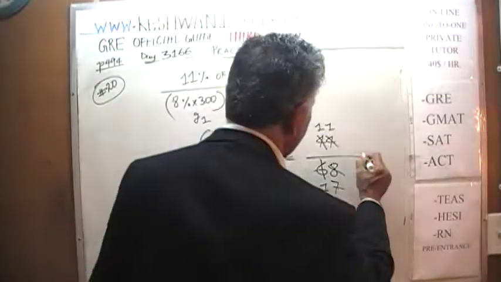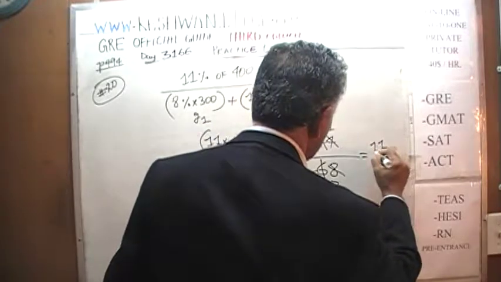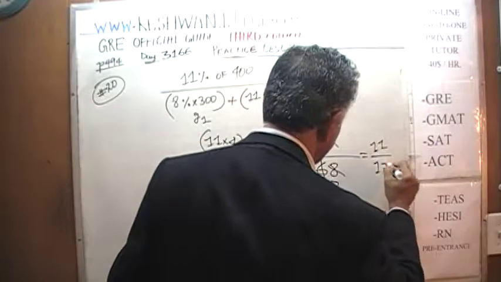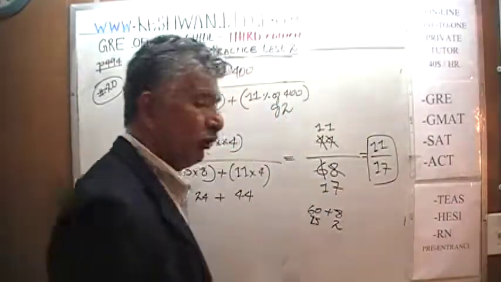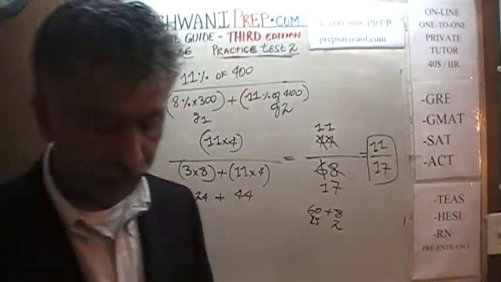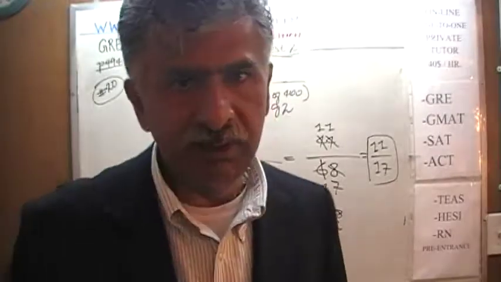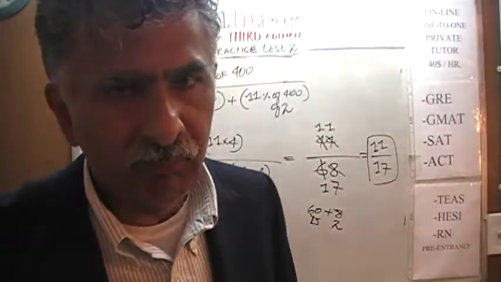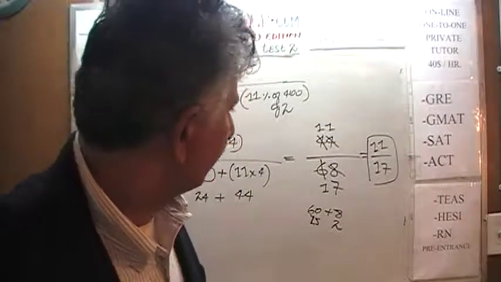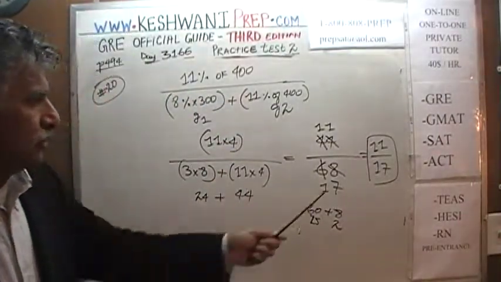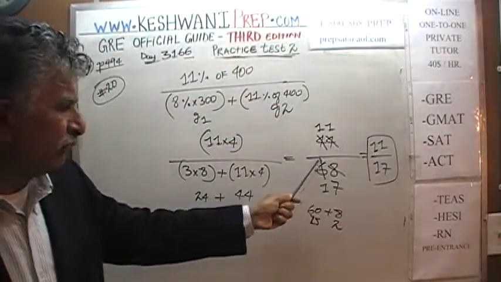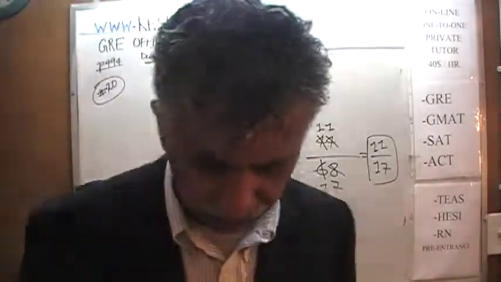So the answer is 11 over 17. That's the most reduced form. You cannot reduce it anymore because they have no other common factors. They cannot possibly have any common factors because it turns out they are both prime numbers. We cannot reduce them anymore. So you can put it in like this, or you can leave it like 44 over 68, and they will accept it, as I said, just fine.